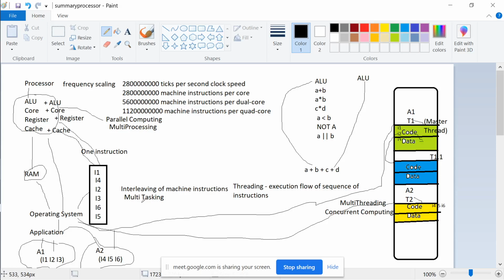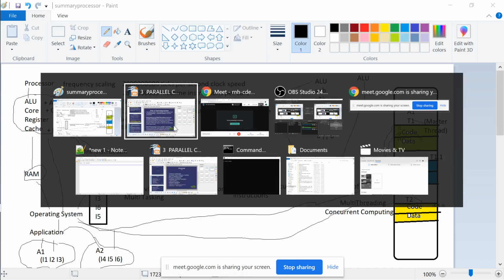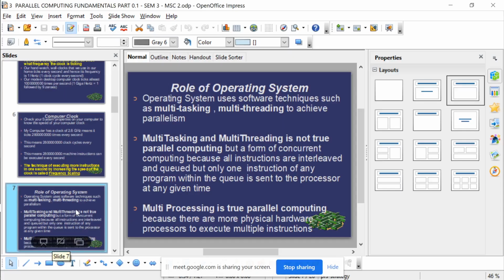So understand the difference between multitasking, multi-threading, and multiprocessing. This is very important to understand when we speak about parallel computing. And understand what is concurrent computing. Concurrent computing is the execution of multiple threads, multiple instructions at the same time, but we are only giving a feeling of multiple instructions executing at the same time. Ultimately it depends on the multiprocessor. If the multiprocessor can execute only one instruction at a time, then that is how it will work. So the operating system has a very important role.